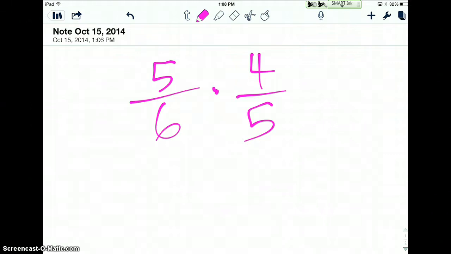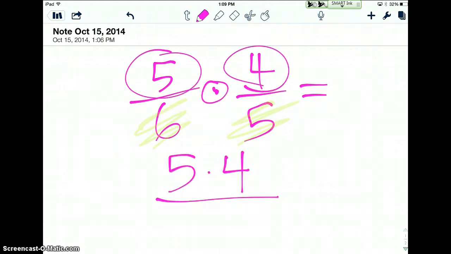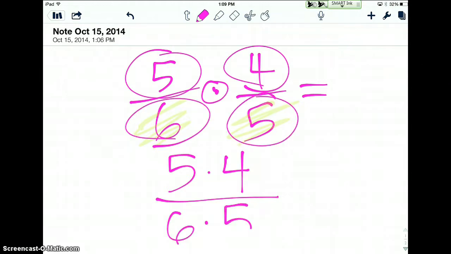Okay, so multiplying with fractions is easier than adding and subtracting. I don't even need common denominators. You're like, oh my gosh, but they're not the same, I want to make them the same. Well, you don't need to. So I just take the 5 and multiply it with the 4 on the numerator. And then on the denominators, I take 6 and multiply it with 5.